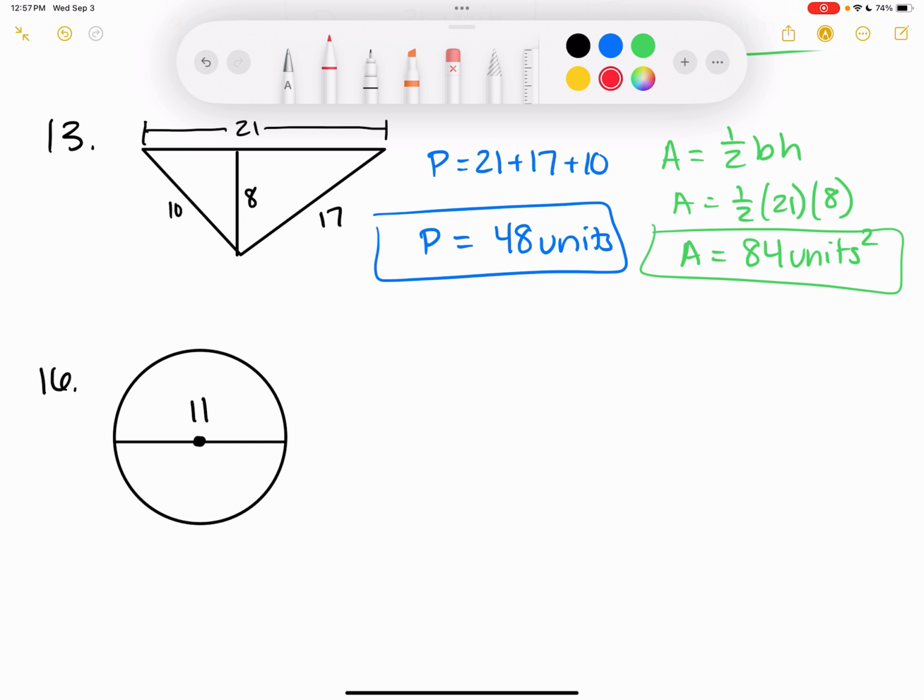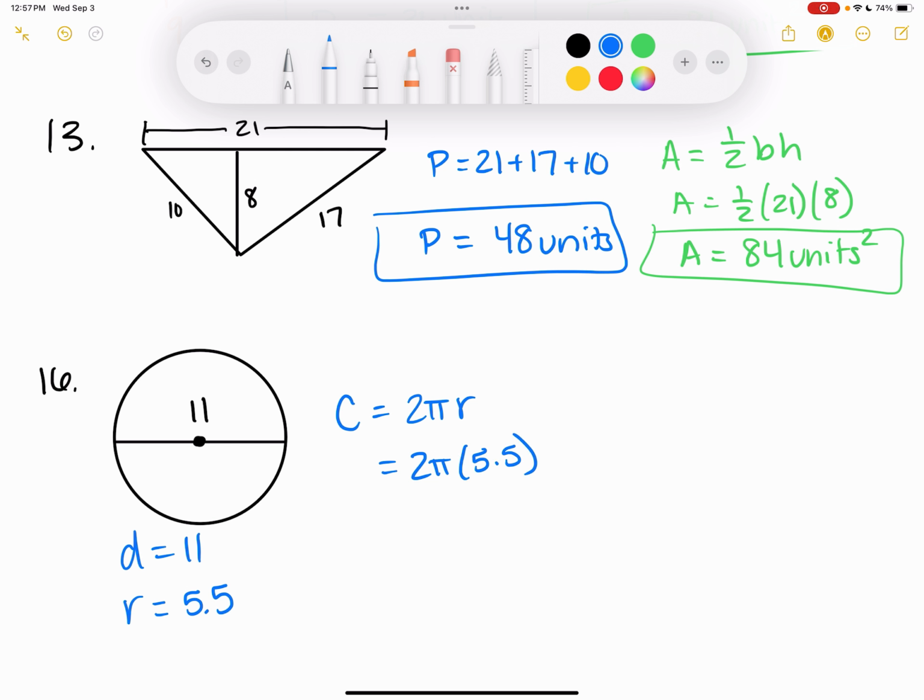So the diameter is 11. What was the radius going to be then? 5.5. So my perimeter, or actually it's not perimeter, it's circumference, is 2 pi r. So this is going to be 2 times pi times 5.5.